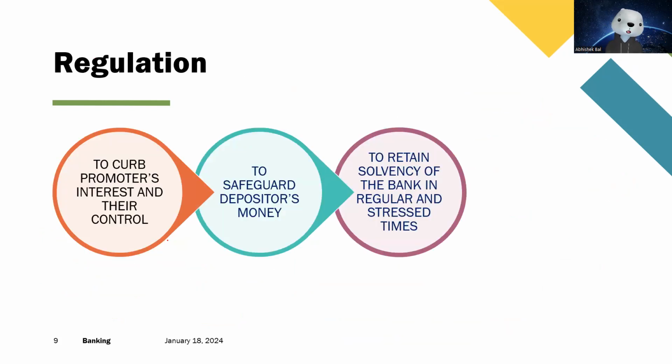Okay, so in my considered opinion, these are the three most important aspects of why regulation is important. To curb the promoter's interest and their control, of course, to safeguard the depositor's money, of course, and also to see that the bank is able to retain its solvency margin so that the bank can weather through tough times or stress times.